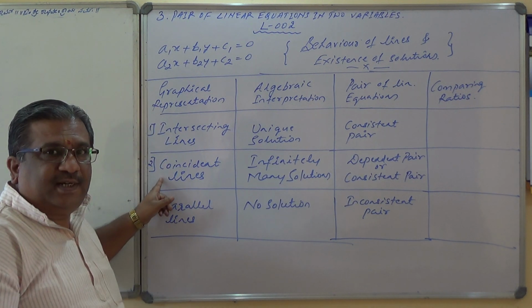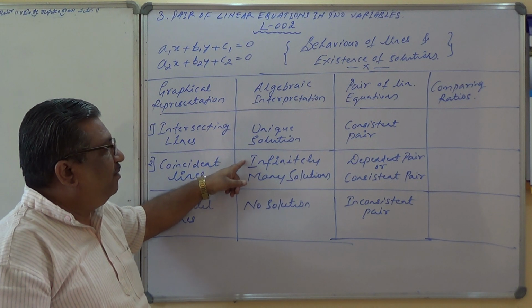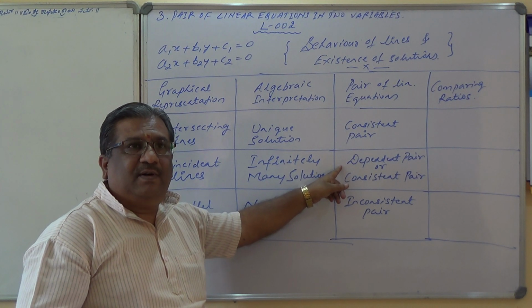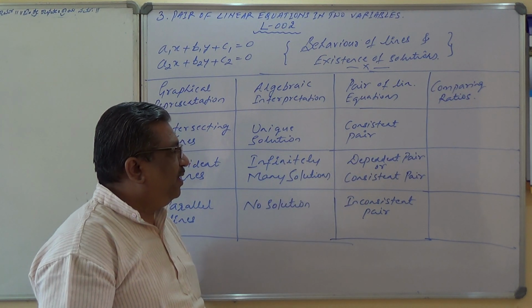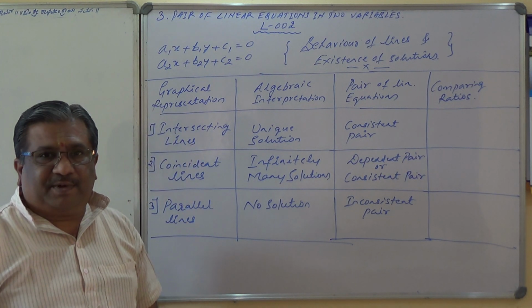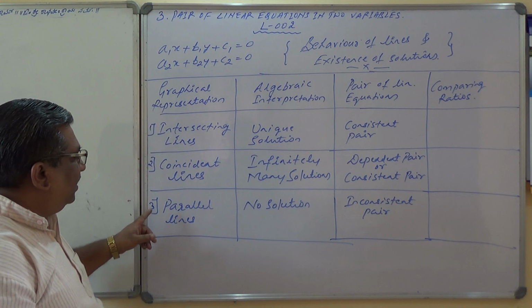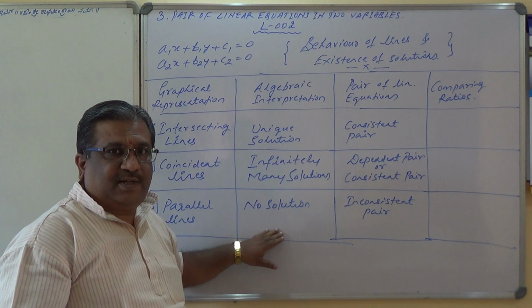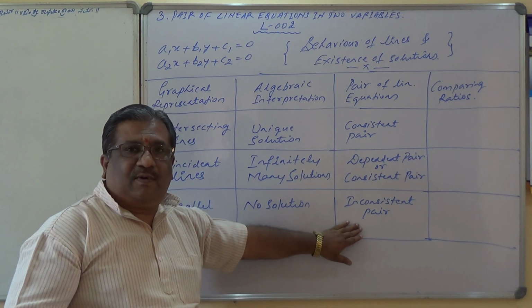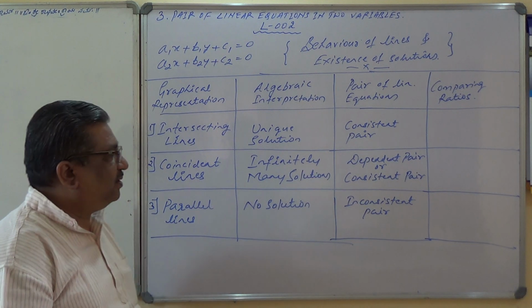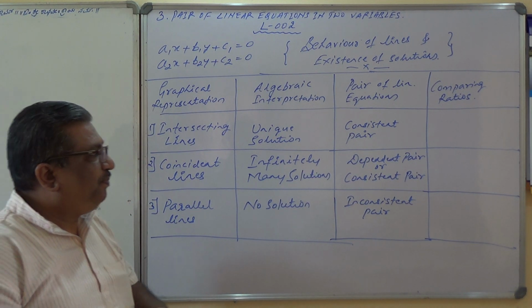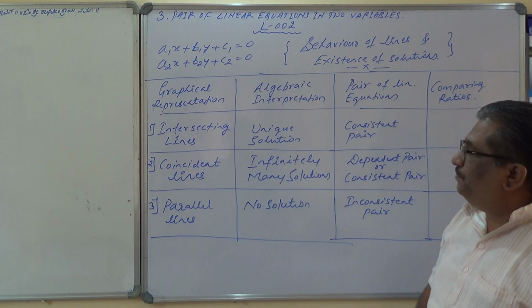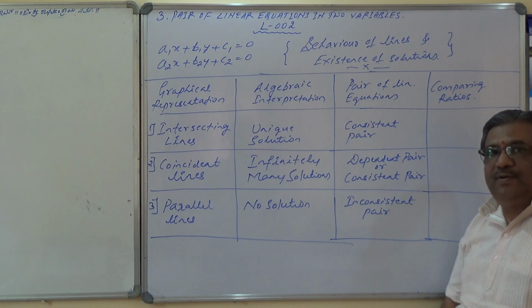If the graphs are coincident lines, they have infinitely many solutions. Such pair of linear equations are called dependent pair of linear equations in two variables, or consistent pair of linear equations. If the lines represented by these two equations are parallel, there is no solution for such lines, and the equations are called inconsistent pair of linear equations in two variables. You can have a look at this once again. I think you are able to understand this.